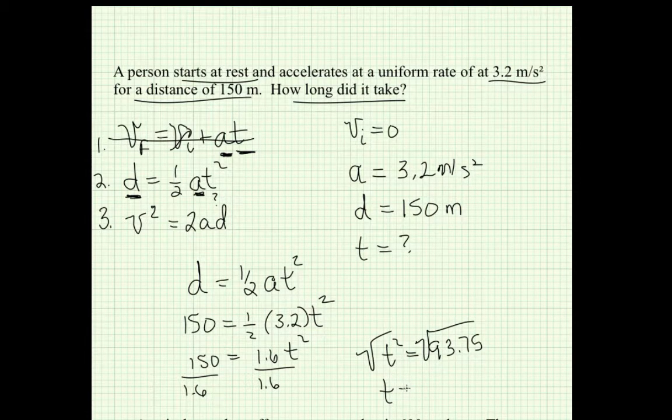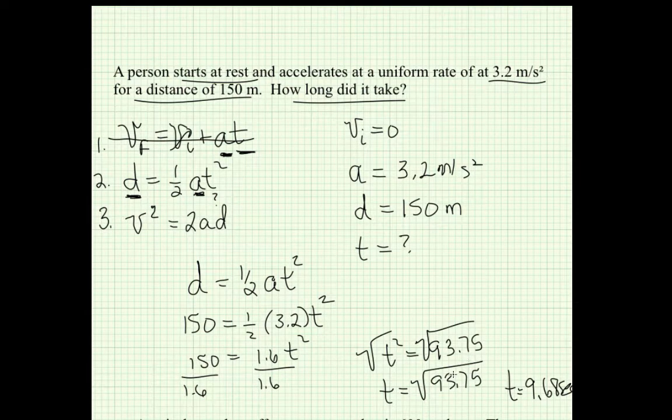So I'm going to take t equals the square root of 93.75. So you'll need to find that button on your calculator. And I get my time is going to be 9.68 seconds.